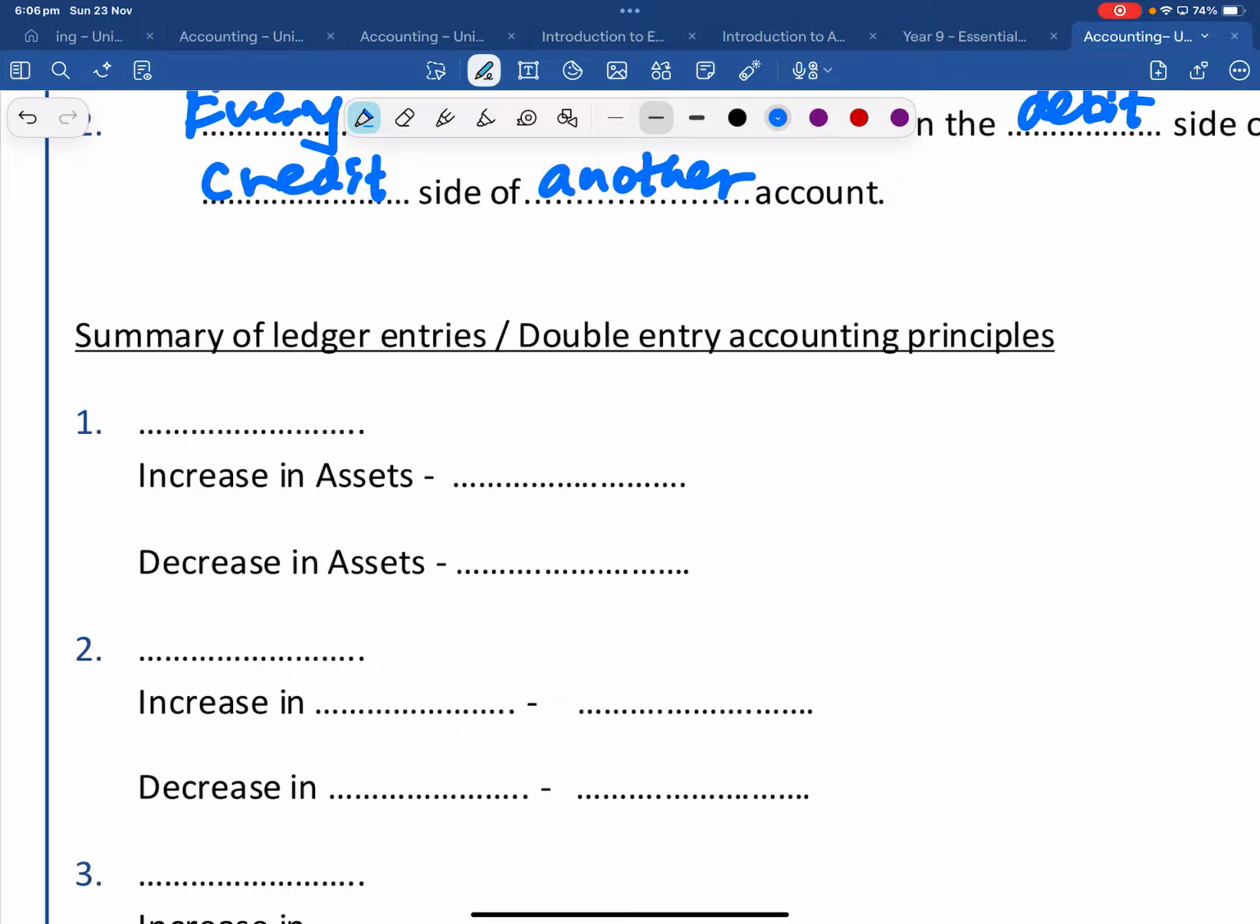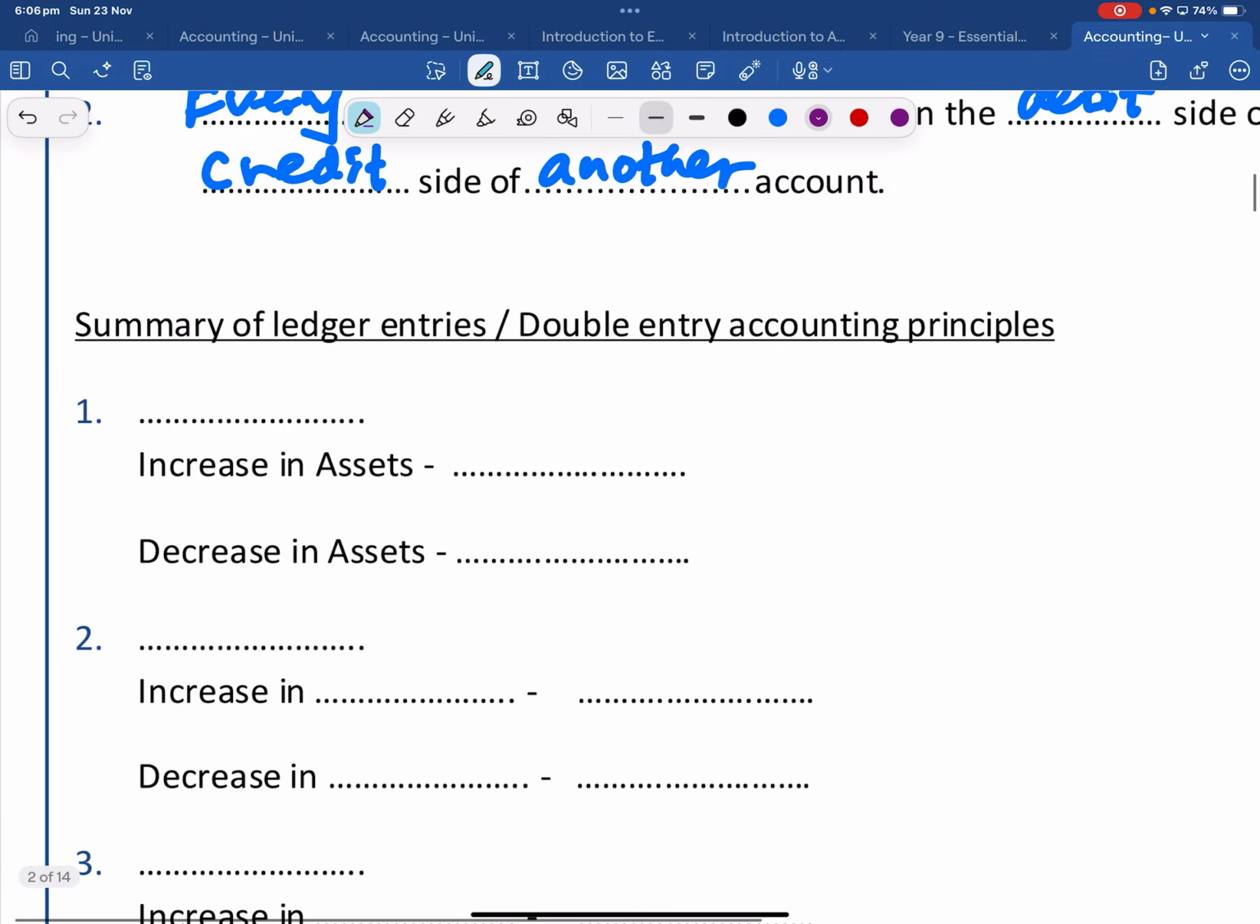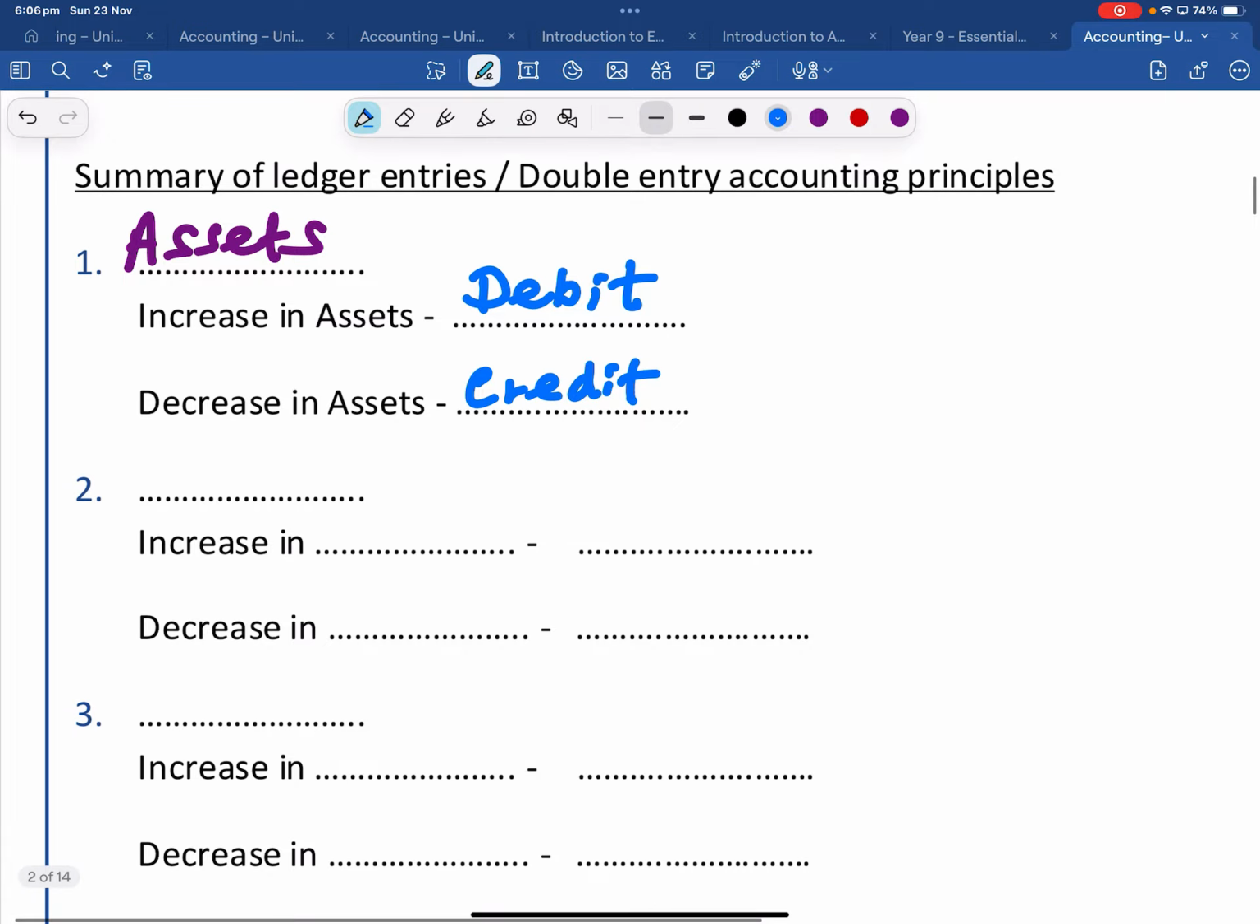Now we'll write the first one, guys. Summary of ledger entries or double entry accounting principles. So this one, firstly we are talking about assets. Increase in assets we record in the debit. If our assets increase, that particular ledger account we record in the debit. If that asset decreases, opposite, credit. This is because in economics, when it's a credit, it's like an inflow. Yes, I'll explain why.